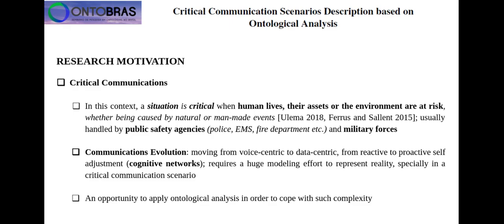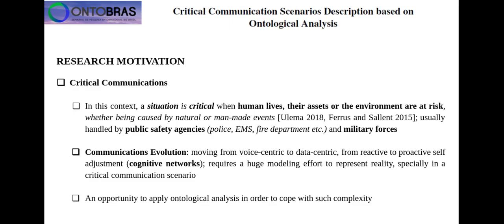A situation is said to be critical when human life, their properties, and the environment are threatened by natural events or events man-made. They are usually handled by public safety entities such as police, EMS, fire departments, or by the military forces. With the constant communications evolution, the elements of critical communication systems are also undergoing a transformation from being reactive to proactive, showing self-adjustment and decision-making behavior. So they are beginning to show a certain type of cognition.